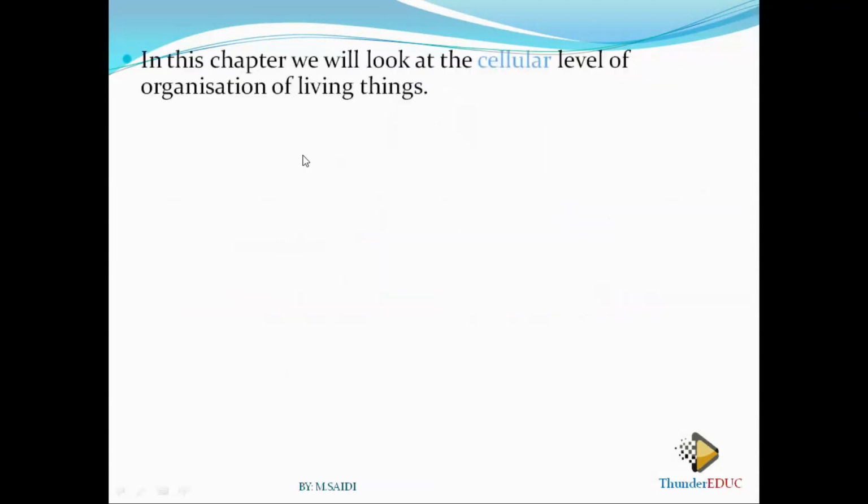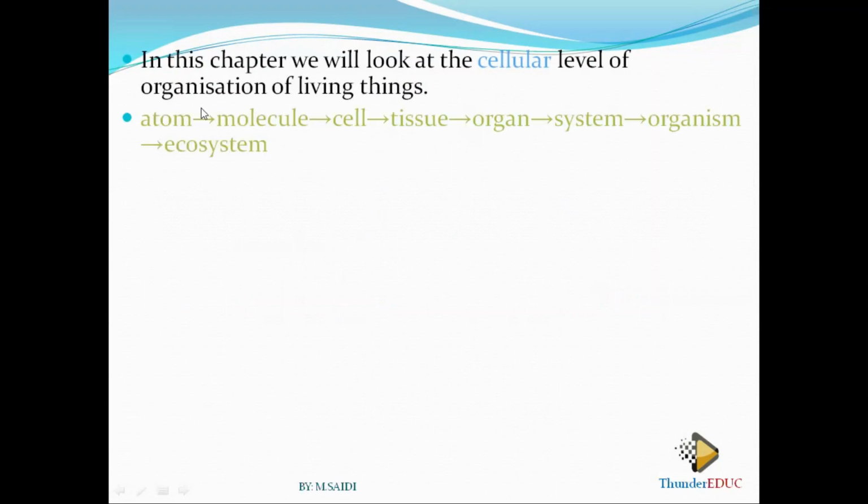In this chapter we're going to be looking at the cellular level of organization of living things. We looked at the atoms and the molecules, so now we are on the cells. When you join cells together, they form what you call tissues. When you have different tissues performing a specific function, they form what you call an organ. They must interact. An example of an organ is the heart, and then you have the lungs.